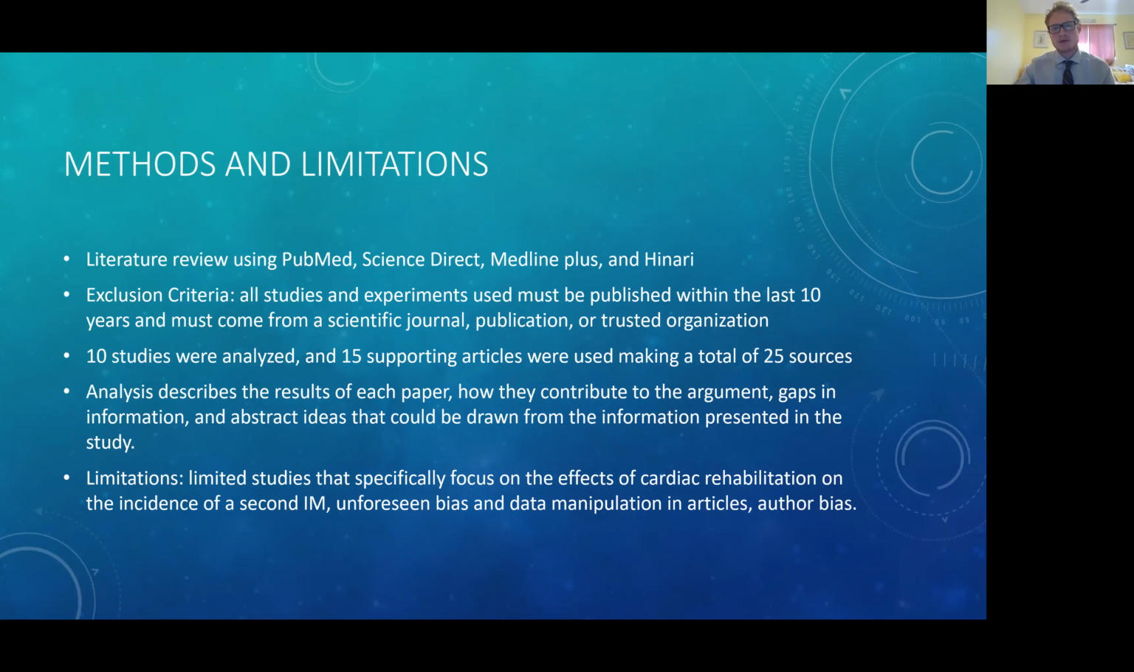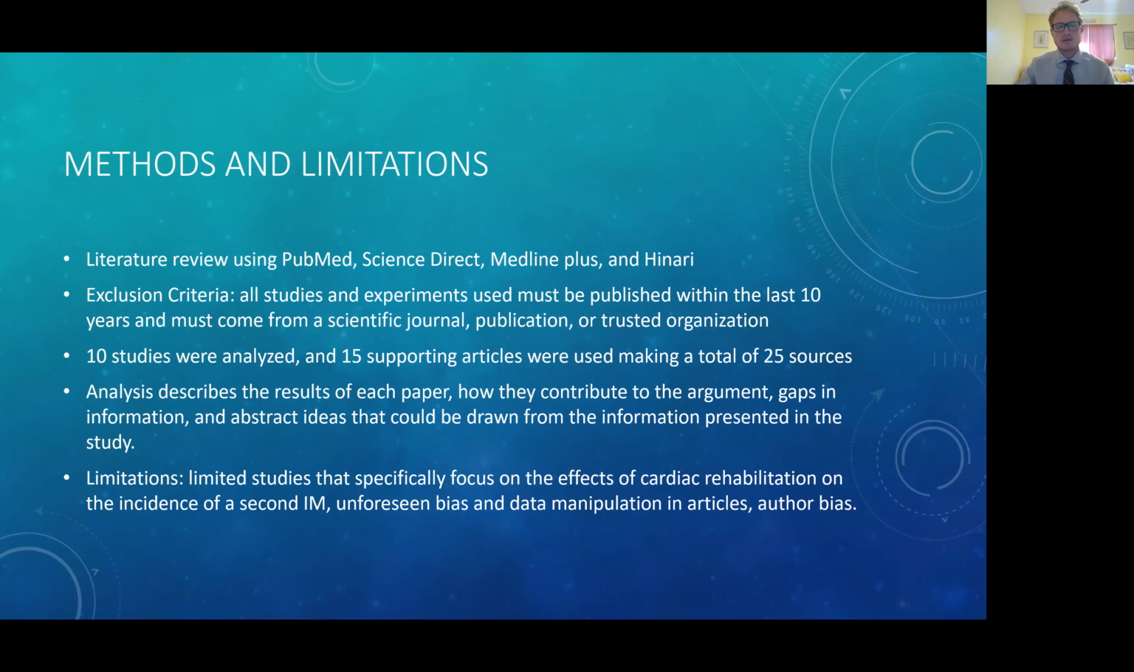So some of the methods and limitations were that this literature review was done using PubMed, ScienceDirect, and Medline Plus, as well as Hanari, to look up publications that were scientifically credible, such as scientific journals, publications, and trusted organizations, one being like the World Health Organization or the CDC. Some of the exclusion criteria were that all studies and experiments must have been published within the last 10 years.